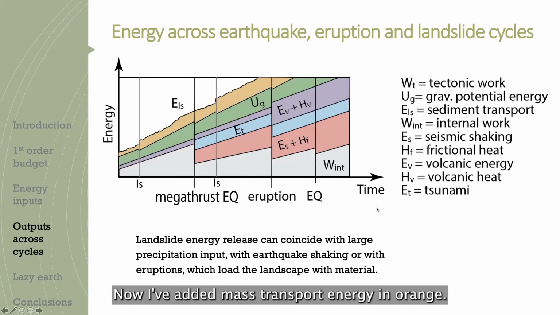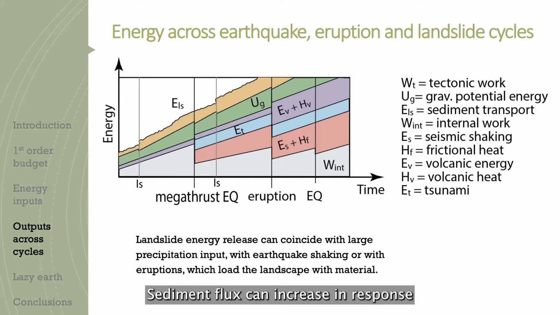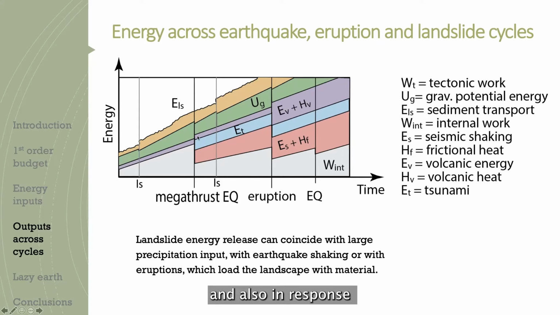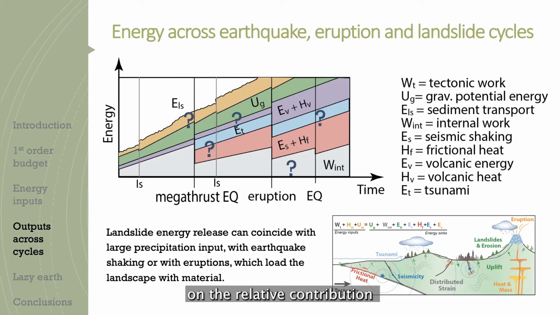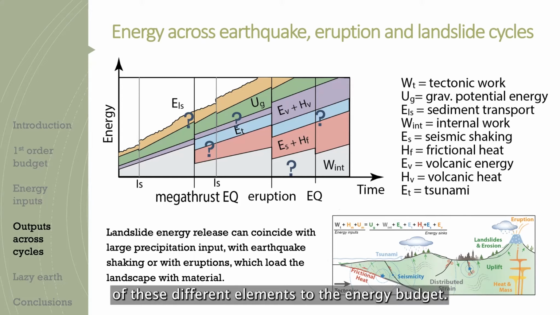Now I've added mass transport energy in orange. Sediment flux can increase in response to precipitation fluctuations, including large storms, and also in response to earthquake shaking and volcanic eruptions. I've added here a lot of question marks on top of this to indicate once again that we don't really have good constraints on the relative contribution of these different elements to the energy budget.